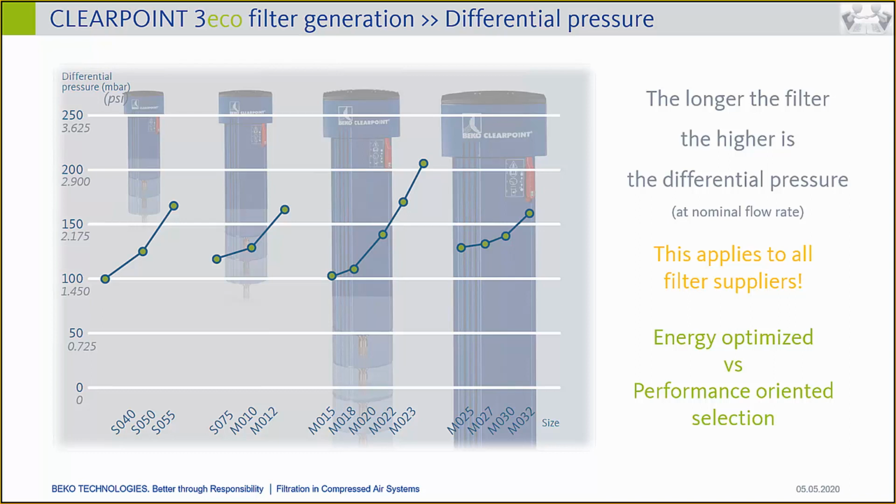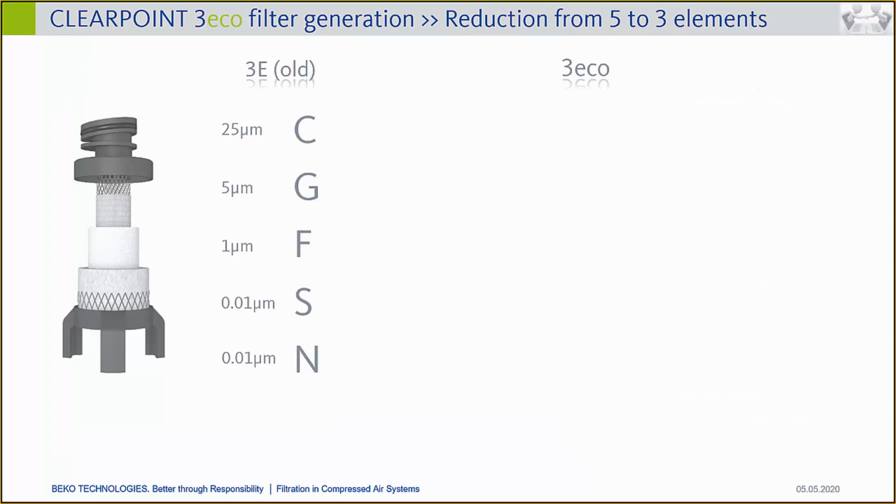Good. Then I would like to have a closer look at the filter element itself and the different filtration grades we have in our portfolio. And for that purpose, I first pick up the old filter series here, just to show that we originally had 5 filtration grades, C, G, F, S, and N. And some of them have been substituted, and some of them have just become new media for the same filtration grade.